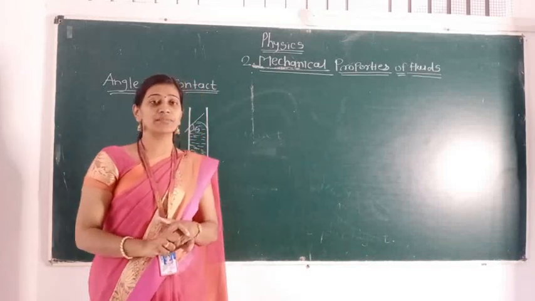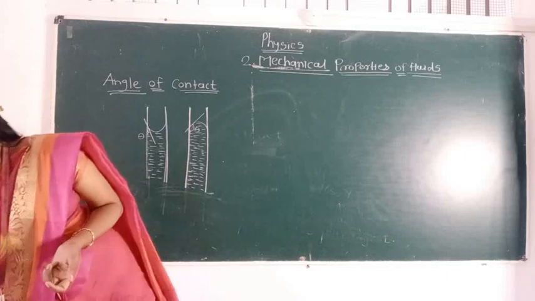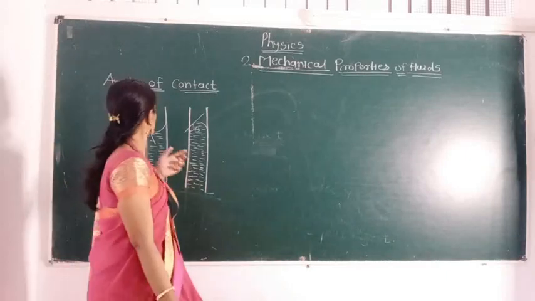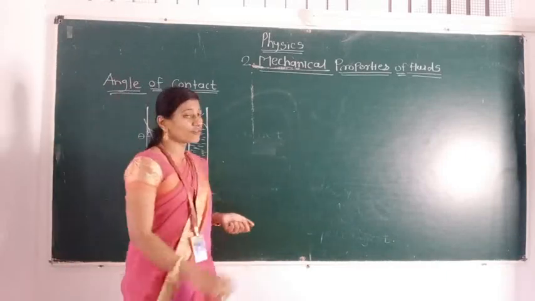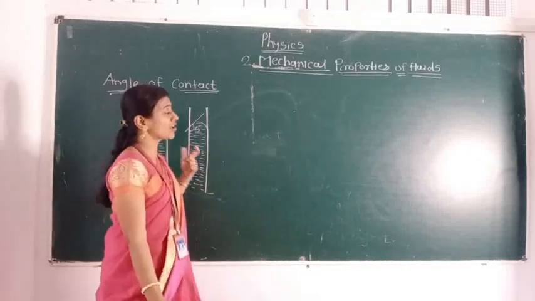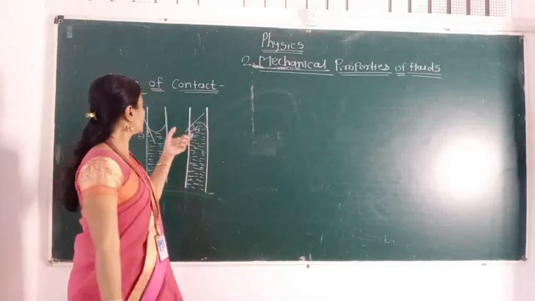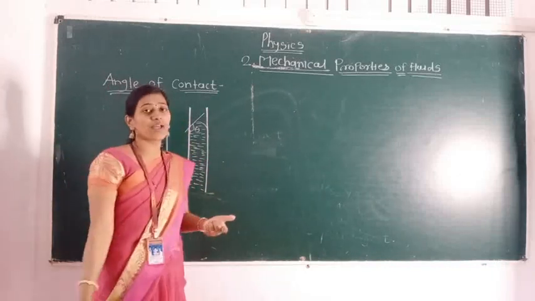Already we started the mechanical properties of the fluid. In that we discussed the basics of the angle of contact. In this lecture we are going to discuss the definition of the angle of contact. Next is the shape of the meniscus. Let me first see the definition of angle of contact.